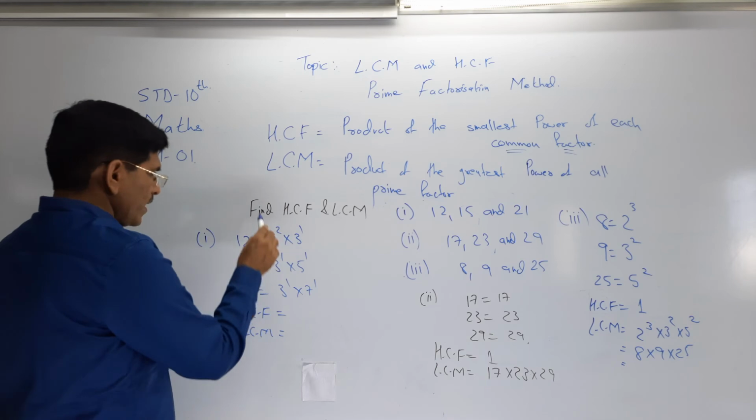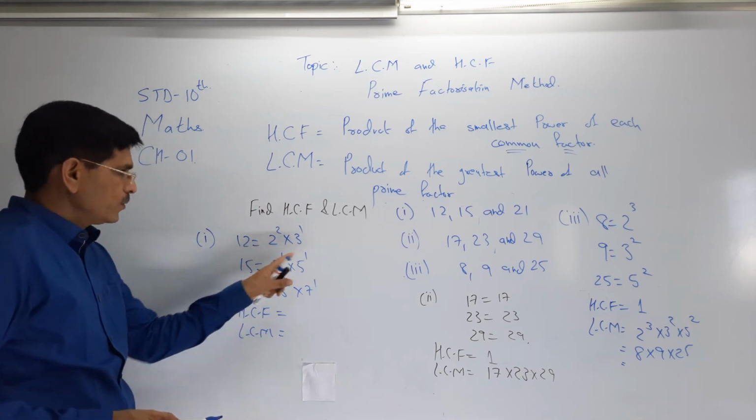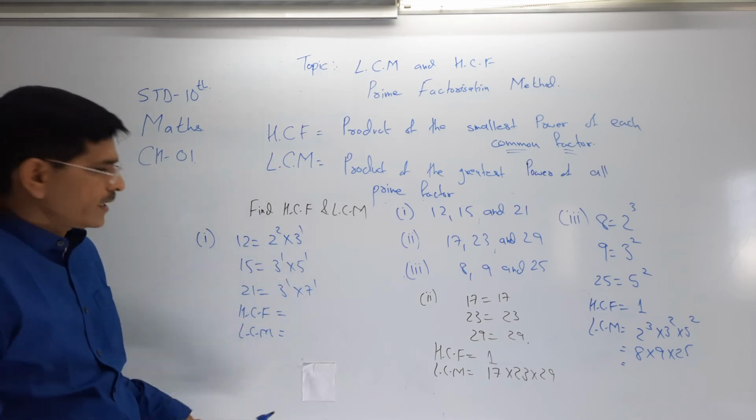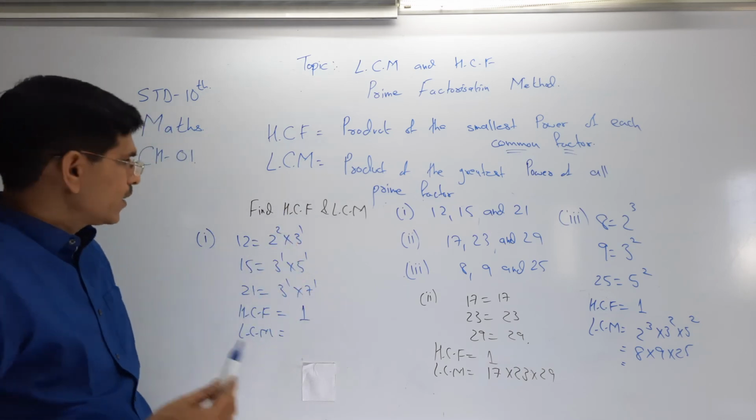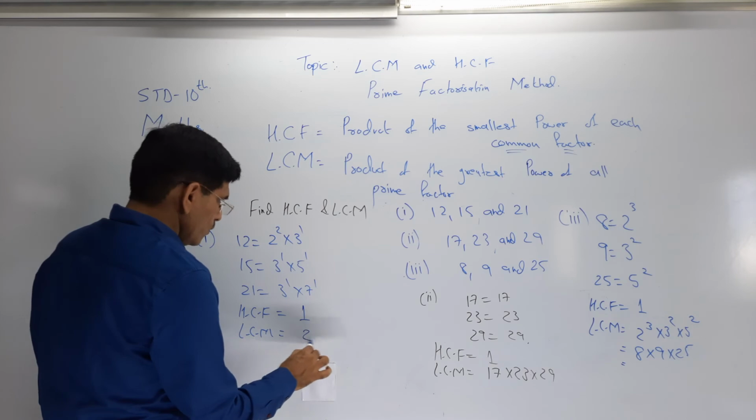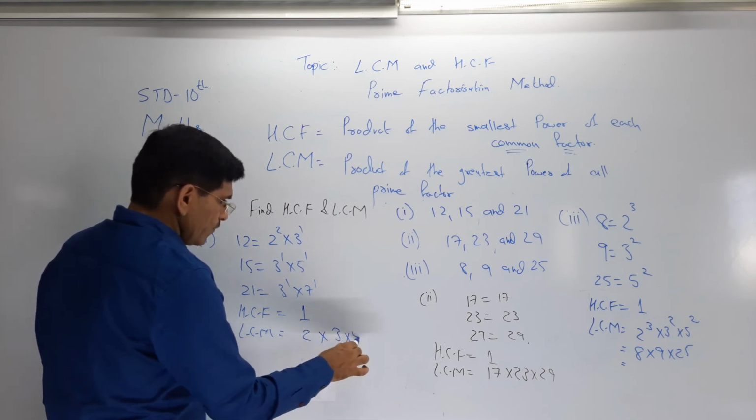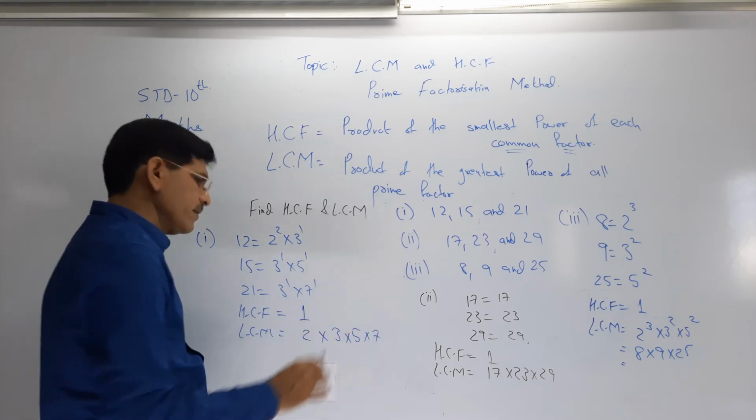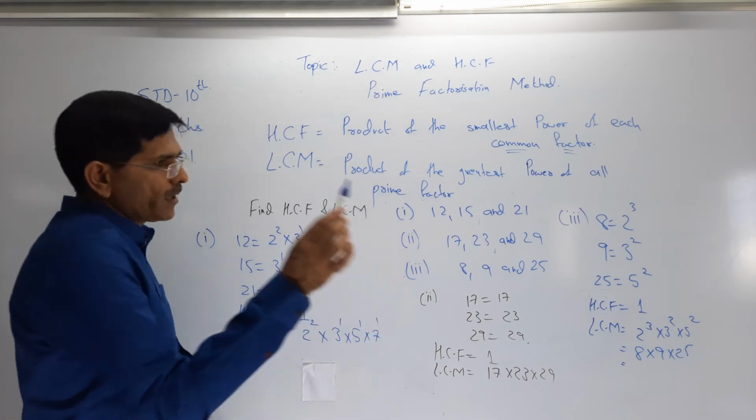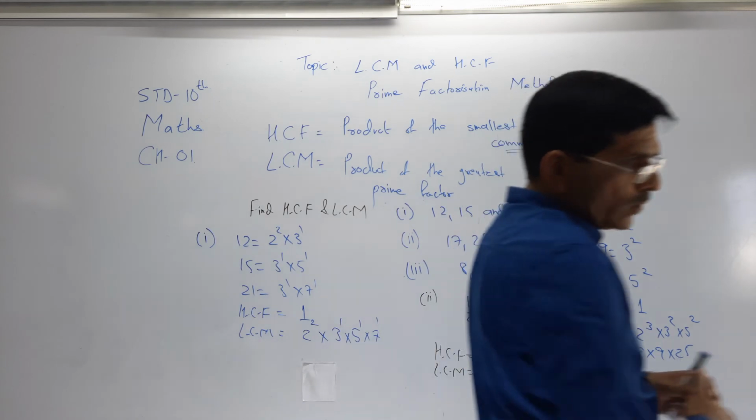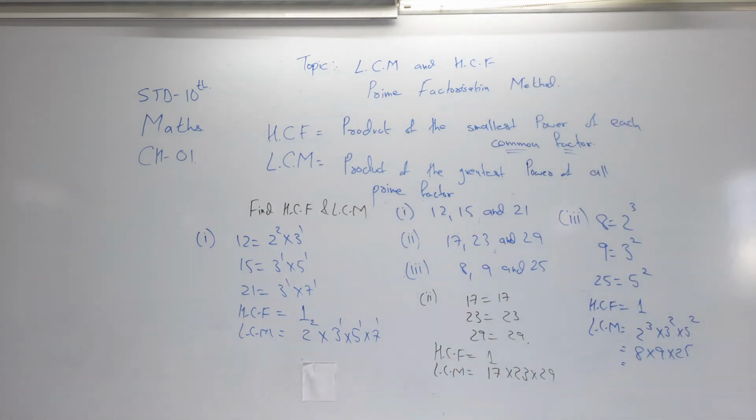Multiply here, if you see properly: 2, 3, 5, 7. No common number is there, so the HCF is 1. What is LCM? That is 2 into 3 into 5 into 7. For LCM the maximum power I have to take is 1, 1, 1. So multiply and give me the answer of all these 3 terms. 3 questions are there.